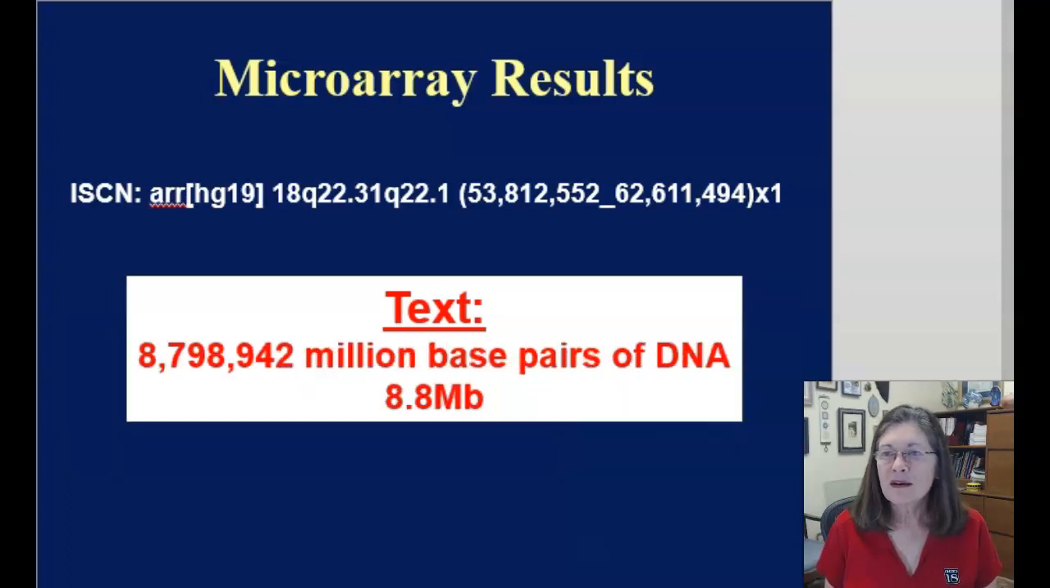The other thing it may contain is a mention of the number of base pairs. In this case, all you have to do is subtract the 62 million from the 53, and you get 8.7 million base pairs of DNA, or 8.8 megabases, the short for million base pairs of DNA missing. So it just describes the size of the change.